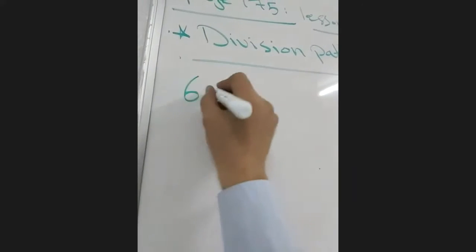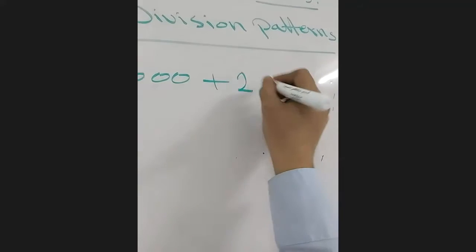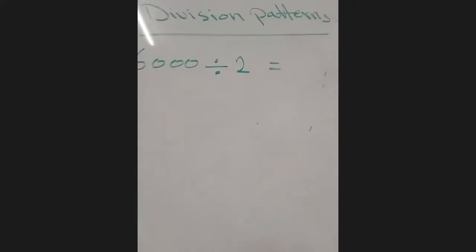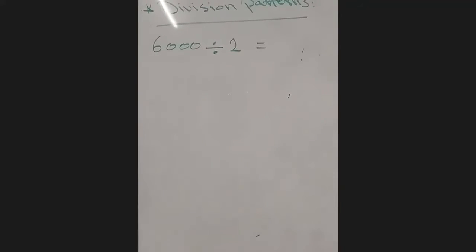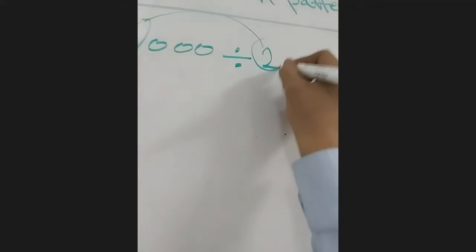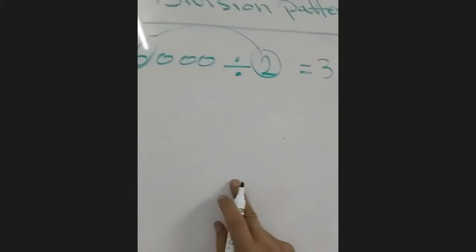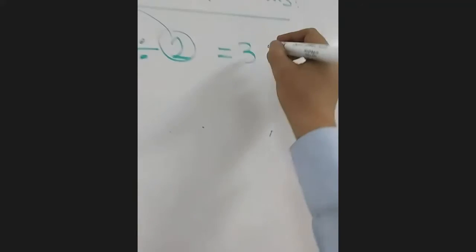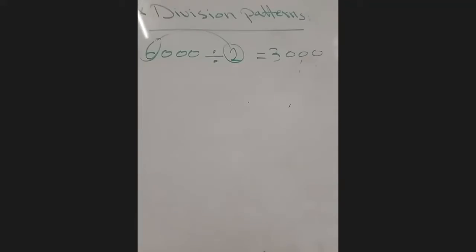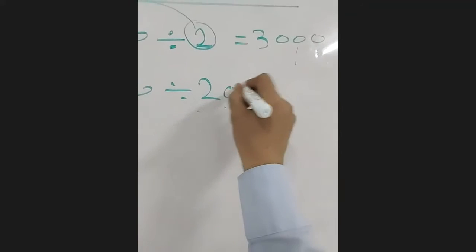If we have 6,000 divided by 2. Now we will divide 6 by 2. First, 6 divided by 2 is 3. Now here we have 3 zeros, we put them. 3,000.